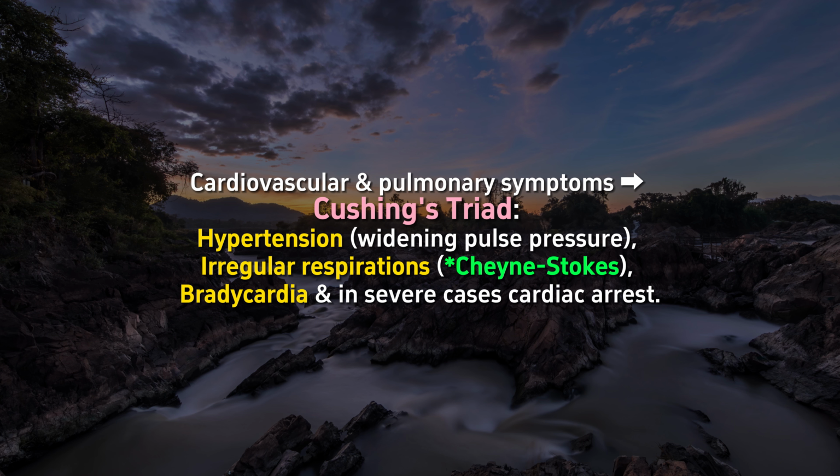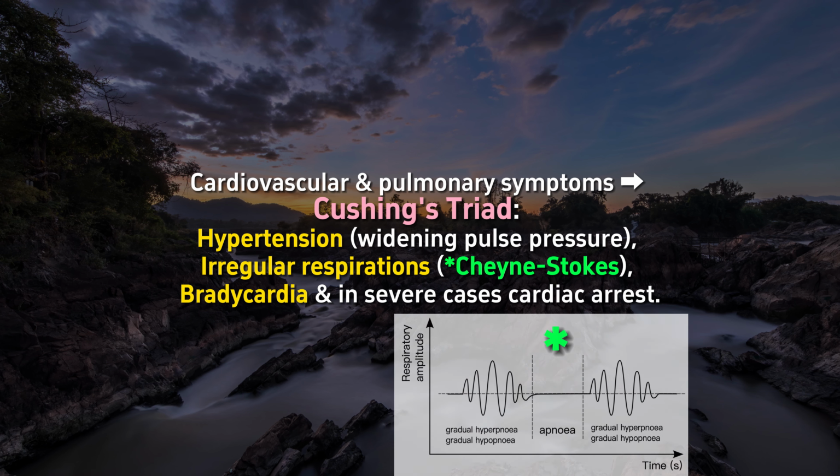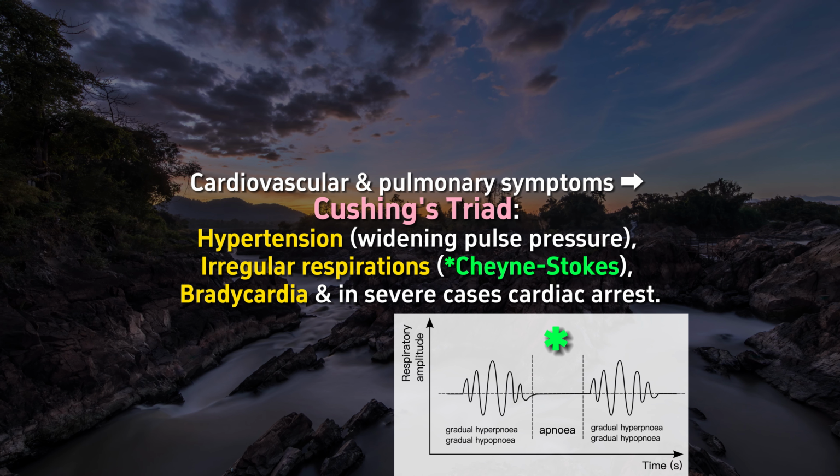Cardiovascular and pulmonary symptoms may also be present, known as Cushing's triad: hypertension with widening pulse pressure, irregular respirations, commonly Cheyne-Stokes, bradycardia, and in severe cases, cardiac arrest.